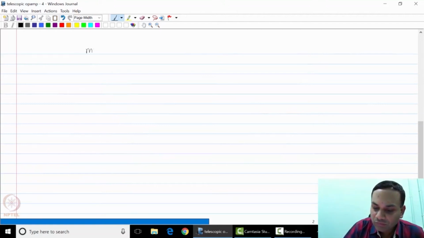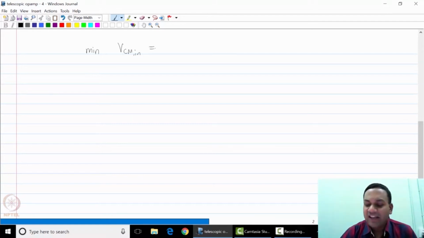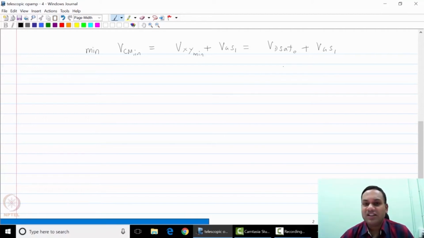Therefore, minimum VCM in is reached when the transistor M0 is just at the edge of the triode region. At that point, the voltage at XY is VD sat 0, and so this is nothing but VD sat 0 plus VGS1. Just remember, VD sat 0 is calculated at a current 2 I0, VGS1 is calculated at a current of I0.